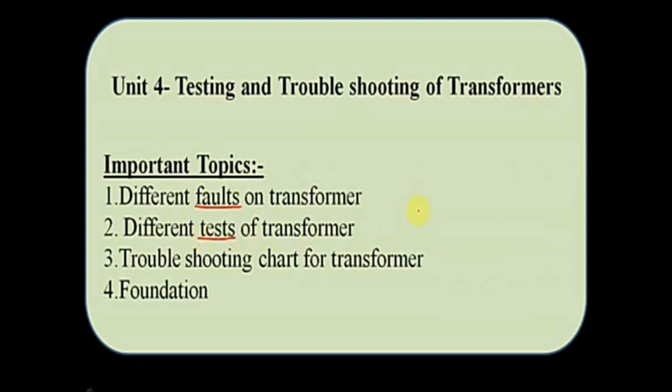The important topics of this unit: first is different faults on transformer, means different types of faults that occur on transformer. Second is different tests of transformer, and third is the troubleshooting chart for transformer, means different faults and their causes and remedies. And the fourth is foundation. So these are the important topics, and now we start the MCQs. These are very important for the online exam.